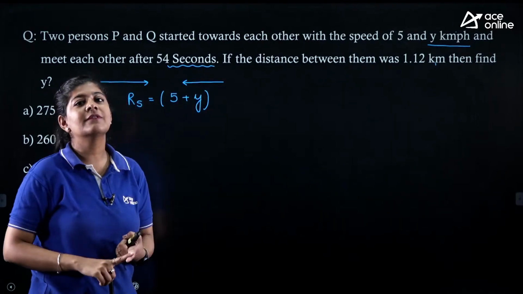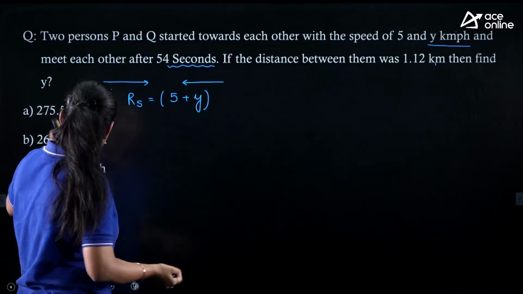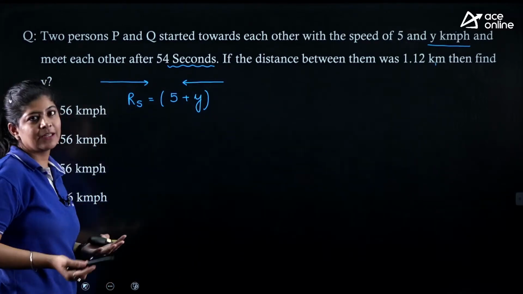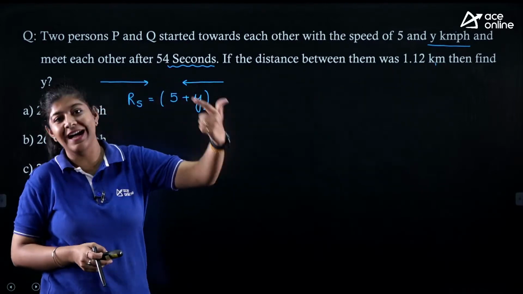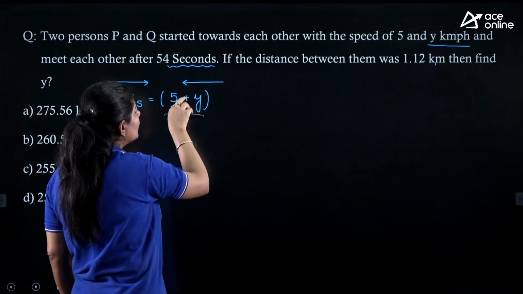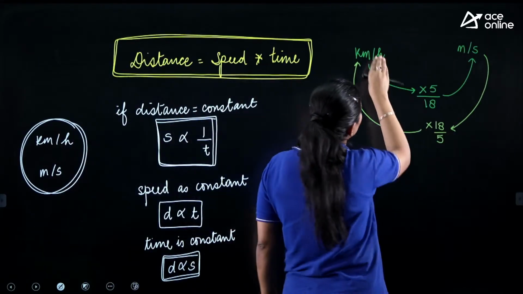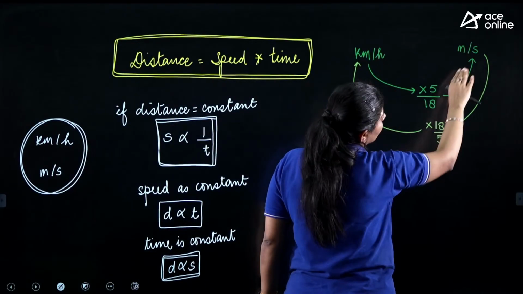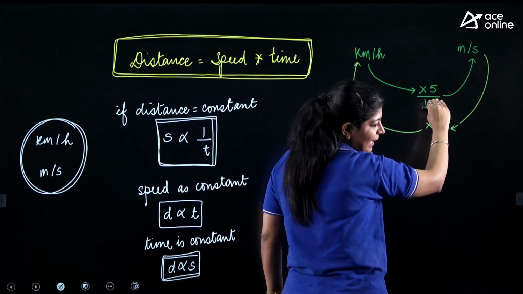So it's better to convert the whole thing into meters per second first, and after that, if the answer is given in kilometers per hour, we can convert it, because if we convert the 54 into hours, then it's going to complicate things a bit, right? So if I want to convert my kilometers per hour, as we already discussed, into meters per second, then what do I have to do? I have to multiply it by 5 by 18, right?